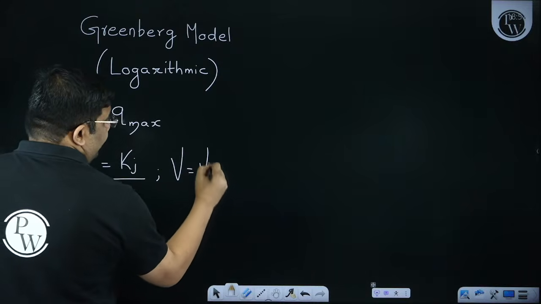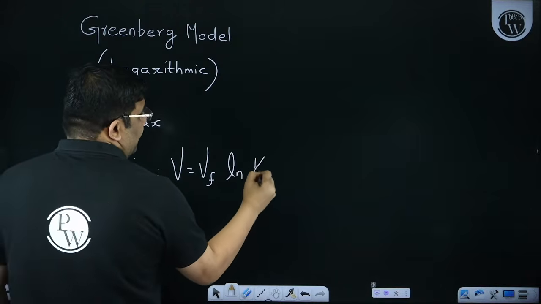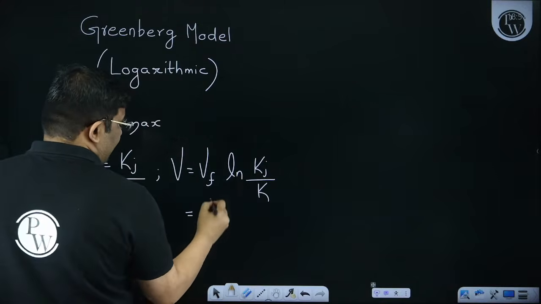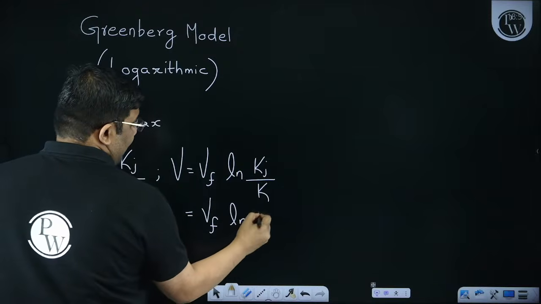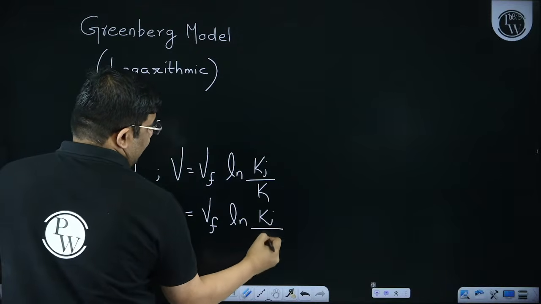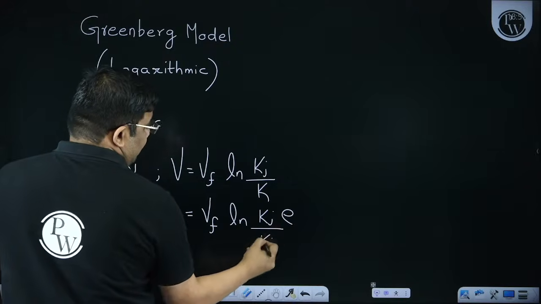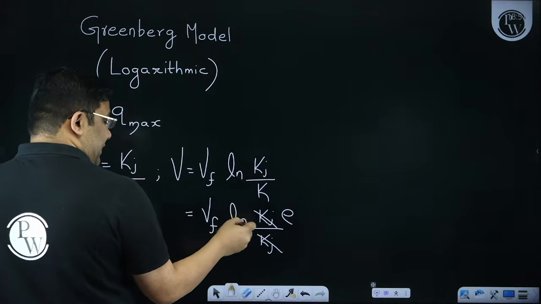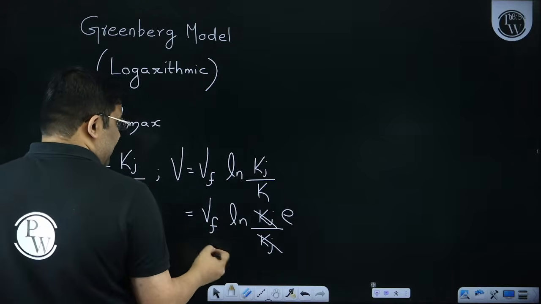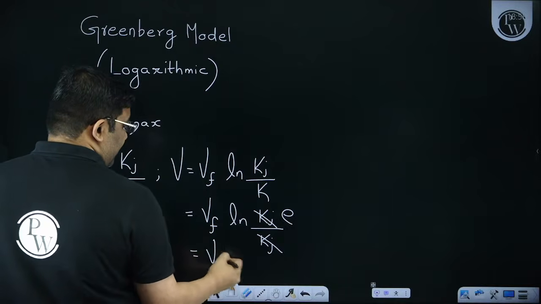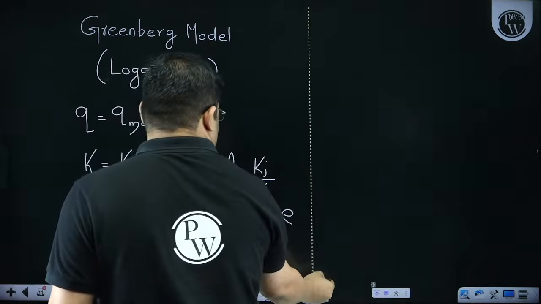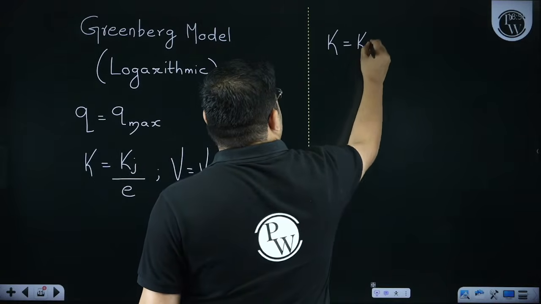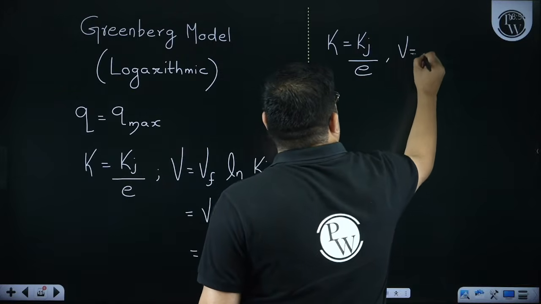And I can find out V. The V equation was Vf ln(Kj/K). If I put the value of K here, in place of K I put Kj by e, so Kj gets cancelled. ln e is 1, because ln is log base e, and log base e of e is 1. This will indirectly become Vf. So for the maximum flow condition, I get K equal to Kj by e and V equal to Vf.